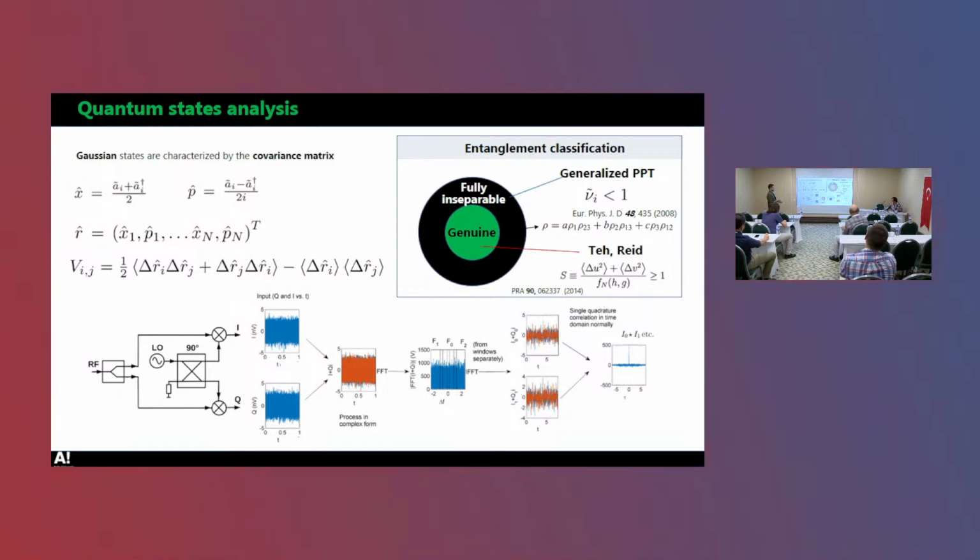And there were different criteria introduced by Van Loock and Furusawa's work, but there was a nice criterion in Teh and Reid's paper where they basically perform this analysis of different covariances and introduce just a single number that can characterize whether you have entanglement or not. And we basically use this criterion to characterize whether we had genuine entanglement or not, because that's kind of our final goal. And let's say that is the most complicated entangled state to create.